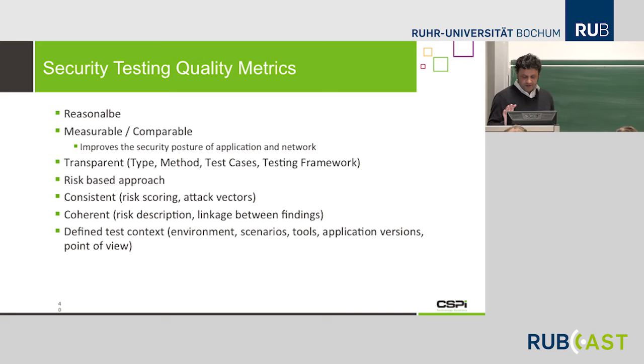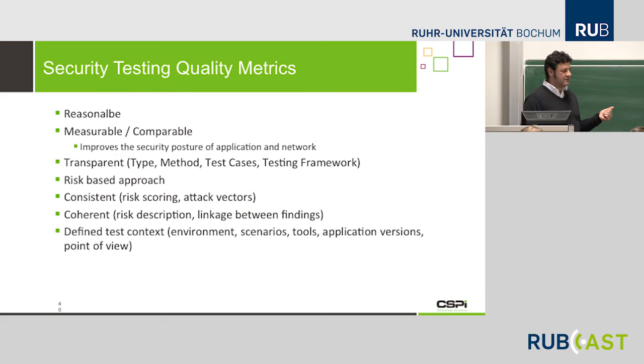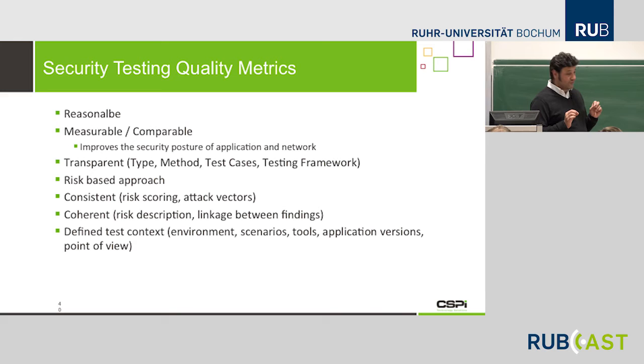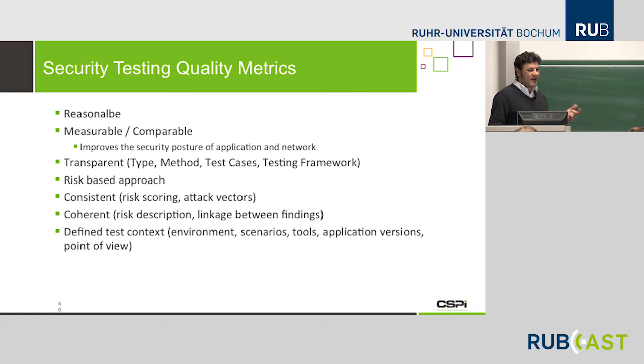So if you look at the testing quality metrics, like reasonably measurable, it must be a risk-based approach. That means even if you do pen tests, I will do a walkthrough of the application. I will first of all see what the application is for, which business process, to understand it first from a functional perspective before I do a pen test. Because the more you understand about the application, the more you can get out of the pen testing later. Also one topic is the scoring at the end. So if you find something, how do you measure, how do you do the scoring?